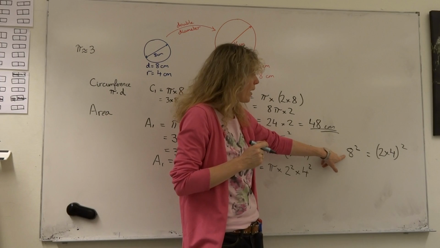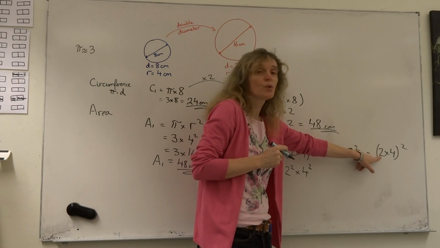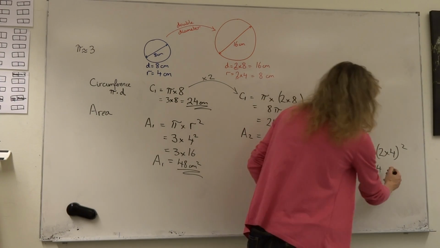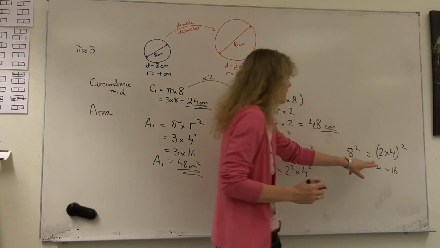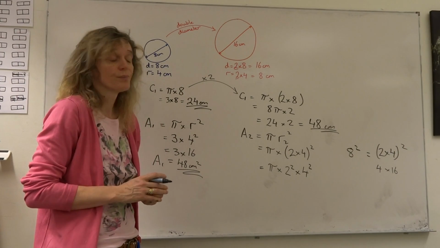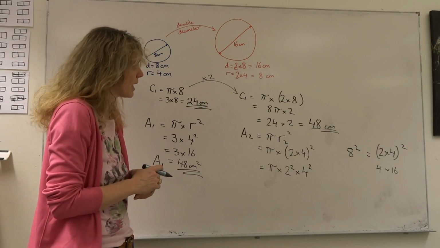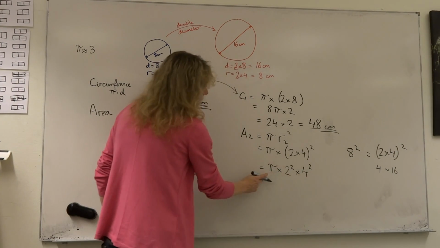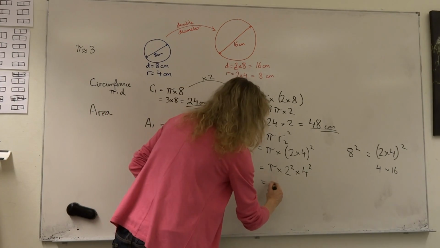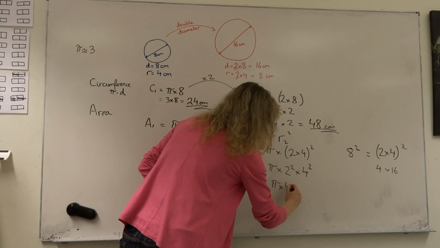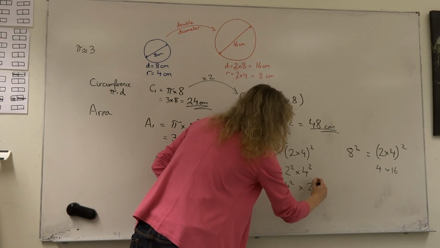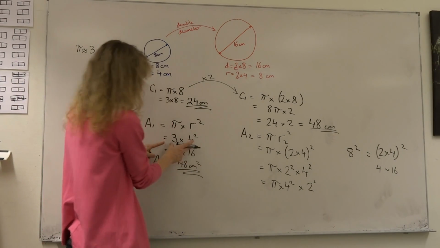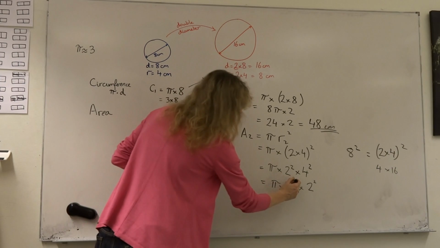We know that 8 squared is 64. 2 squared is 4. 4 squared is 16, and 4 16s are 64. So all of these things mean the same thing, but it makes it a little bit easier, because here we have pi times 4 squared, multiplied by 2 squared. Pi times 4 squared was exactly the same area we had in circle 1.